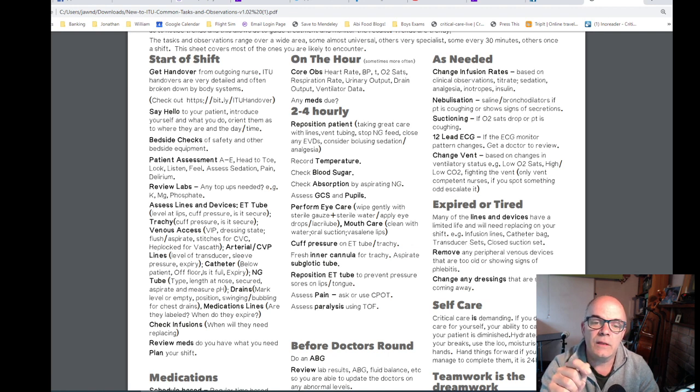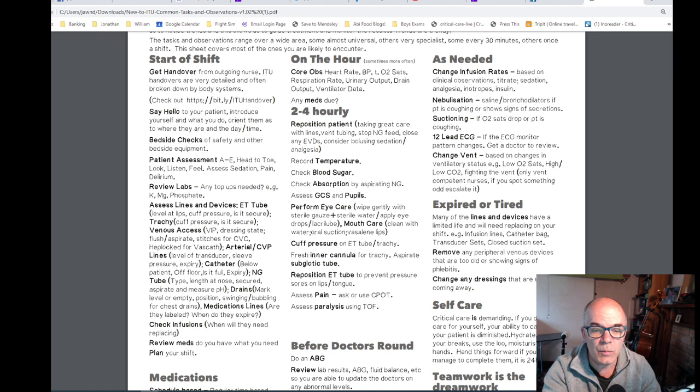You'll need to check the absorption of their NG feed. So every 4 hours or so, you're going to be aspirating the NG tube. If you get loads of aspirate, it varies from trust to trust, and guidance is a bit variable as well. But some trusts, it's as little as 250 mils. If you get more than 250 mils, you stop the feed, you go back in time, you reduce the level of the feed. If you get less than 250 mils, you just put it all back and you continue, assuming they're absorbing as a consequence.